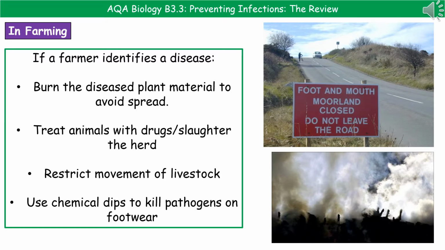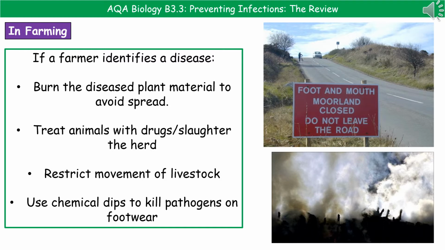It's not just about humans and protecting us from the big bad world of disease. We also need to be mindful of those diseases that are spreading through plants and animal populations, because we're actually quite reliant on them for life. And one of the key ways that we do rely on them is through our agriculture and farming programs. So if a farmer identifies a disease, then they might take a few steps to try to limit the spread of that disease. The first is, if it's a plant, then they can burn the diseased plant material, because if you burn it, you destroy it.